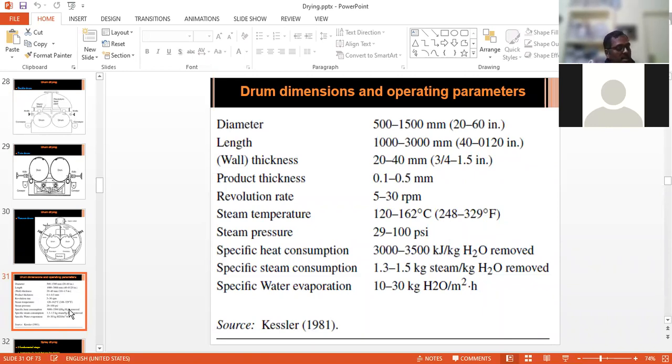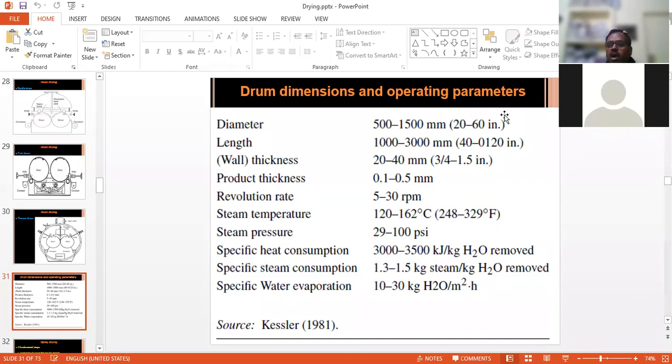Another advantage is that the cost of manufacture, as I already told you, is very less in comparison to spray drying. So here are the drum dimensions and operating parameters. We already know the preferable diameter of the drum dryer.